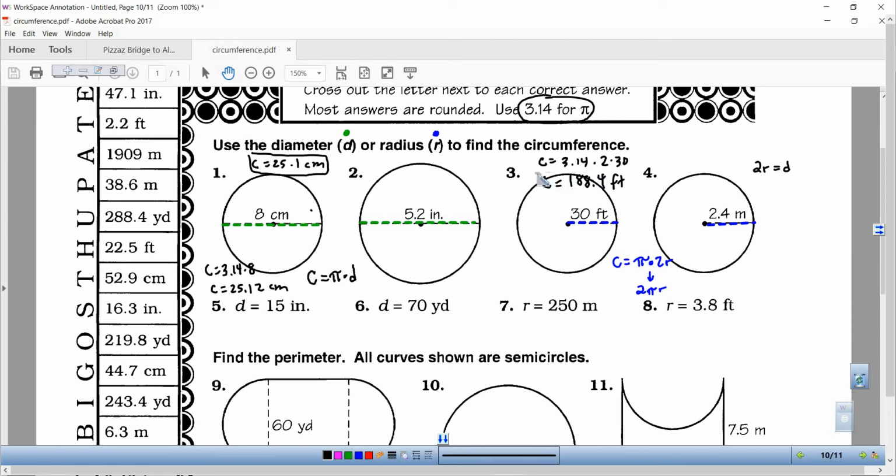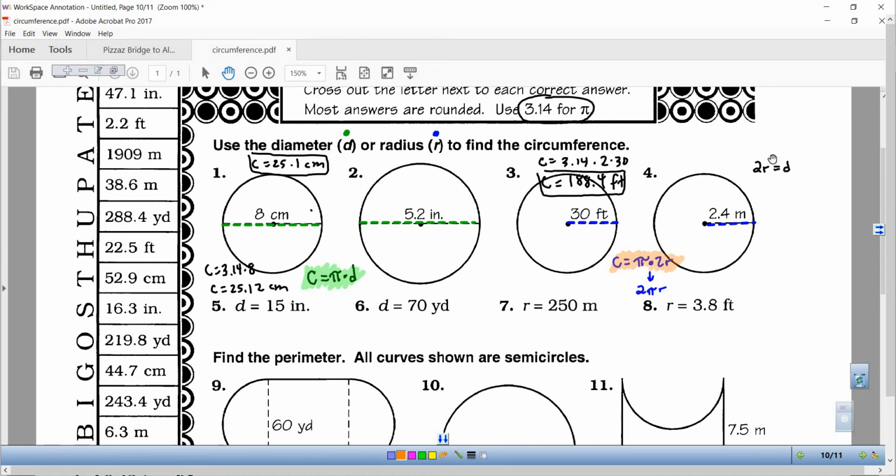So that's what you need to do for these first set of 8 problems. For the diameter problems, you are going to use this formula right here: circumference is equal to pi times d. And for the radius problems, you're going to use circumference is equal to pi times 2r.